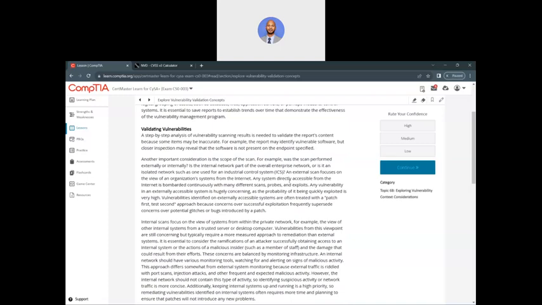So, validating vulnerabilities. Based off of the way we want to scan and tailor our scans to the specific environment, we want to make sure that we validate the vulnerabilities. We want to make sure we're scanning properly, and that the vulnerabilities actually exist and it's not just an error on the part of the scanner or the operator conducting the scan. For example, the report may identify vulnerable software, but closer inspection may reveal the software is not present on the endpoint specified. Let's say you do an uncredentialed scan and it says this version of this web server is vulnerable on this port, and you're like, I'm not even running that. I'm running a whole different service on that.